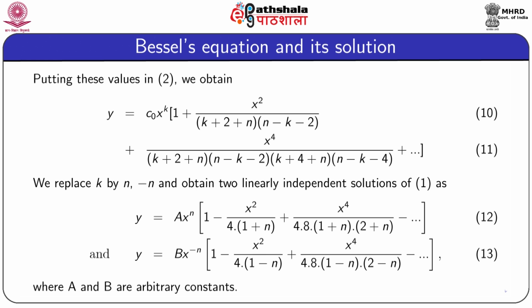Replacing k by n and minus n, we obtain two linearly independent solutions of the differential equation 1, given by y equal to a x to the power n times 1 minus x square by 4 into 1 plus n plus x to the power 4 divided by 4.8 into 1 plus n into 2 plus n minus dot dot dot, and y equal to b into x to the power minus n multiplied by 1 minus x square by 4 into 1 minus n plus x to the power 4 by 4.8 into 1 minus n into 2 minus n minus dot dot dot, where a and b are arbitrary constants.